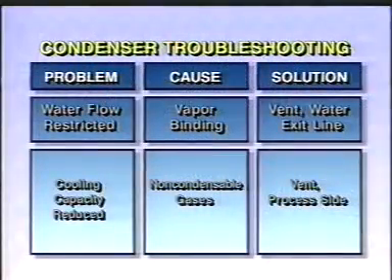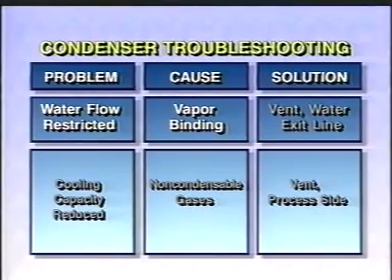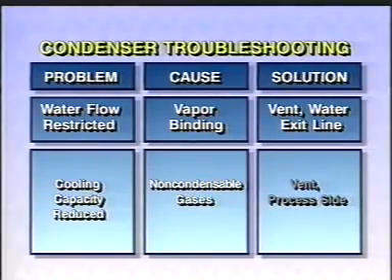Condensers are susceptible to problems caused by other gases as well. One problem occurs when air leaks restrict the flow of water by causing vapor binding. To eliminate vapor binding, open the vent in the water exit line. Another problem is a reduction in cooling capacity. This can occur when non-condensable gases are present in the process side of the condenser. You can correct this type of problem by venting the process side of the condenser to release the trapped vapors.